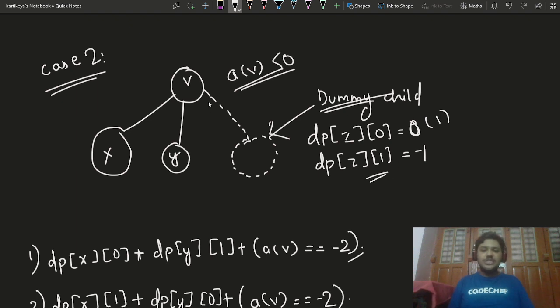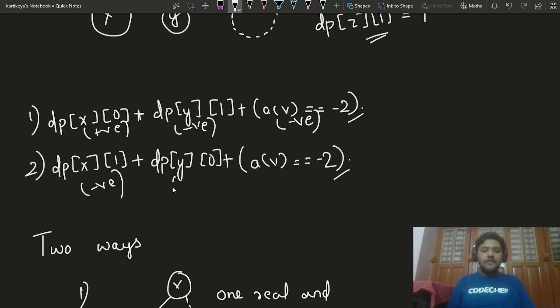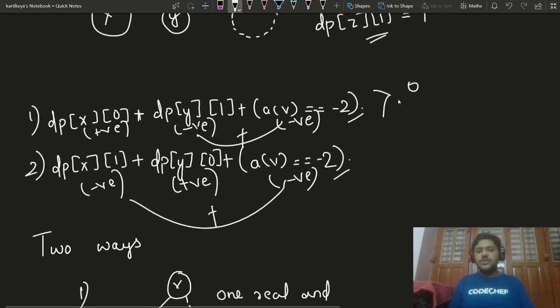So if it is less than 0, then how can you construct a path of positive product passing through the vertex v? How? See, from node number x you take a path of positive, from child y you take a negative path, and from here you take a negative path. Okay, the value of node v is negative. From x you take a negative path, from y you take a positive path, and from v you are taking negative. So here negative negative cancels out, it becomes positive. Here negative negative cancels out, it becomes positive. So this is also greater than 0, and this is also greater than 0.